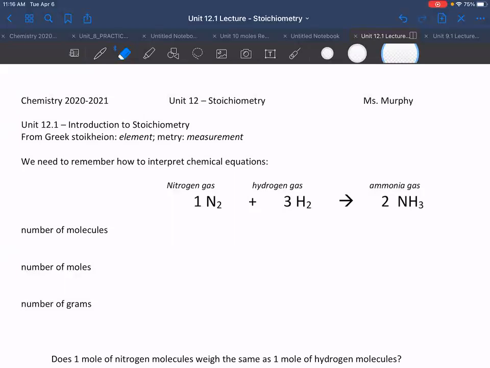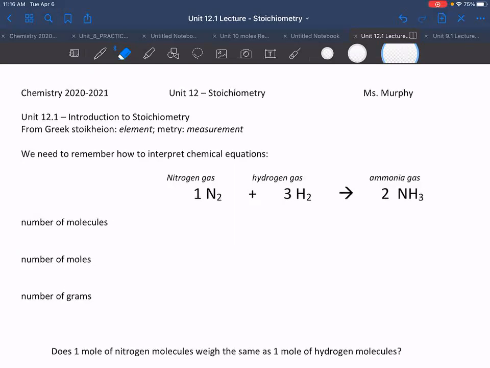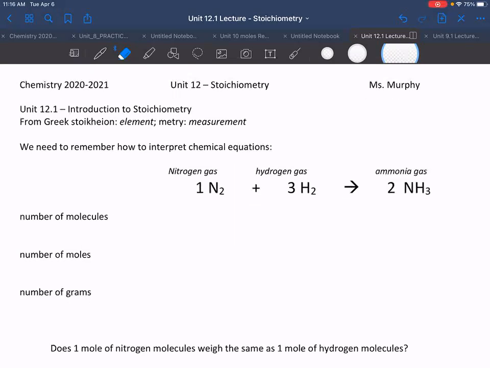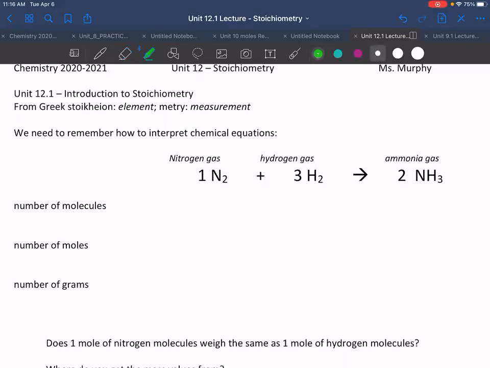Okay, but like I said, we are talking about stoichiometry today. And so we need to remember how to use chemical equations. We're really going to be focusing on the coefficients, or the numbers in front of our species here. What these coefficients represent is ratios. They tell us the ratio of the number of molecules.